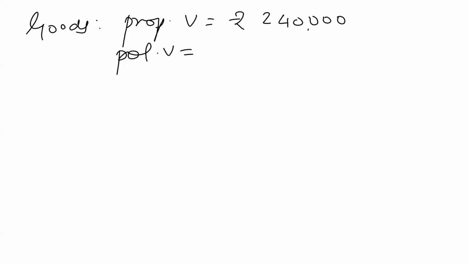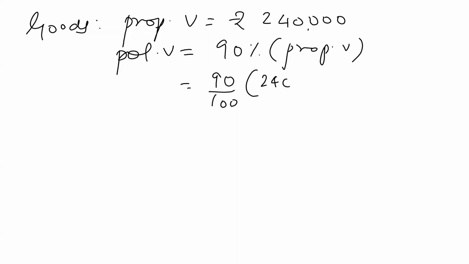Property value of the goods is equal to 2,40,000. Policy value, you know, it's given over there. The goods are insured against fire to the extent of 90% of its value. So 90% of the property value. So 90 upon 100 into 2,40,000, which is equal to 2,16,000. If you multiply this, you'll get the answer.